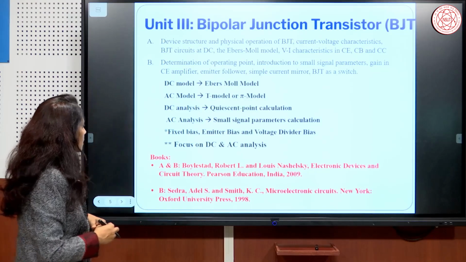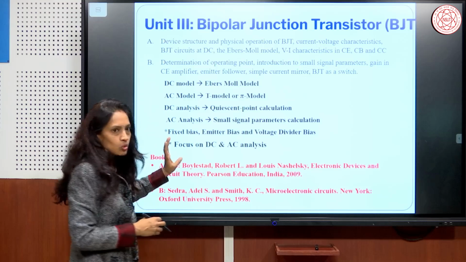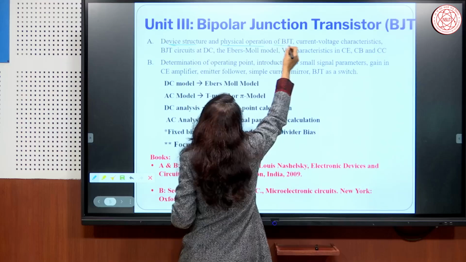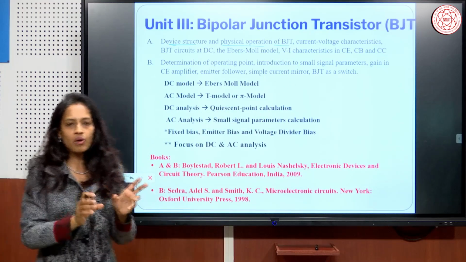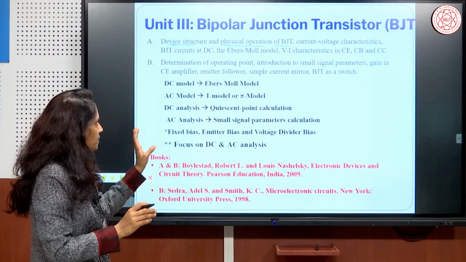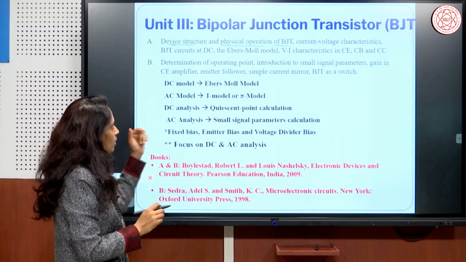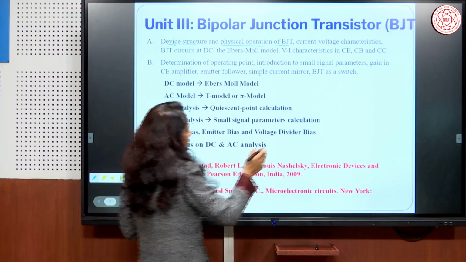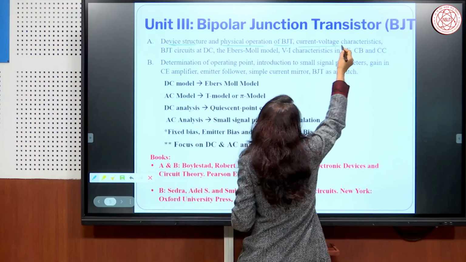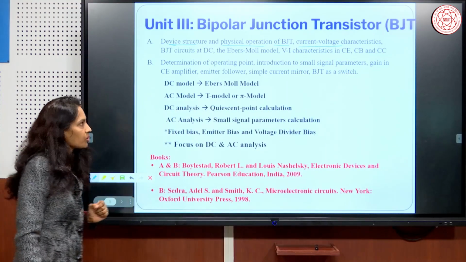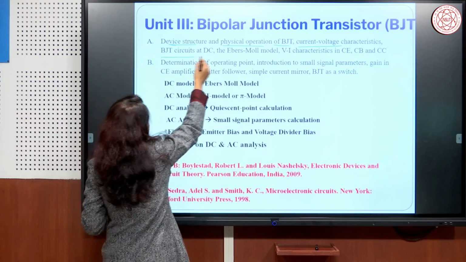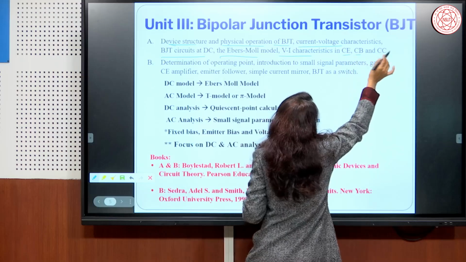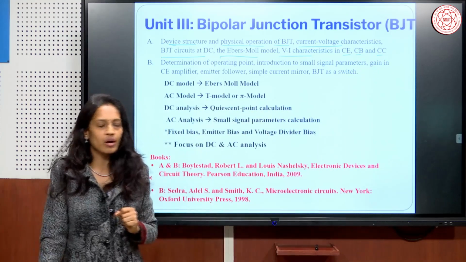So now coming back, the complete syllabus I have divided in two parts. First part says your device structure and physical operation of BJT. So basically how the device is formed and how it physically operates. This is a theoretical portion which you should know for better understanding of the rest of the device parameters and its characteristics. Then obviously current-voltage characteristics you should know. BJT circuits at DC, the Ebers-Moll model and VI characteristics in common emitter, common base and common collector. All three configurations you have to do.